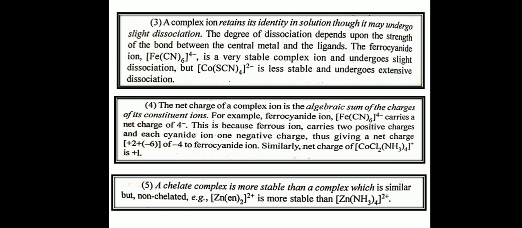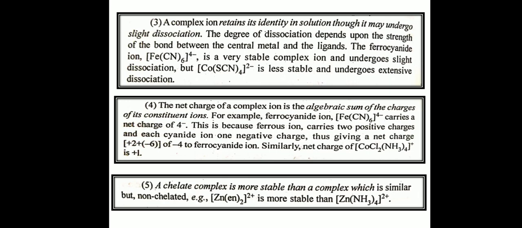The next property is that the complex ion retains its identity in solution, though it may undergo slight dissociation. The degree of dissociation depends upon the strength of the bond between the central metal and the ligands. For example, the ferrocyanide ion is a very stable complex ion and undergoes slight dissociation. But the cobalt complex, [Co(SCN)4]2−, is less stable and undergoes extensive dissociation.